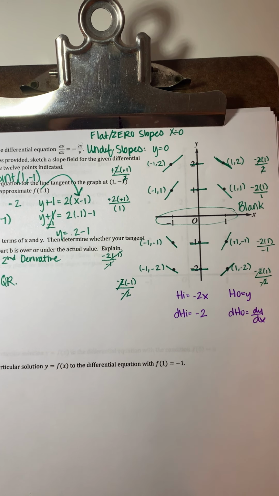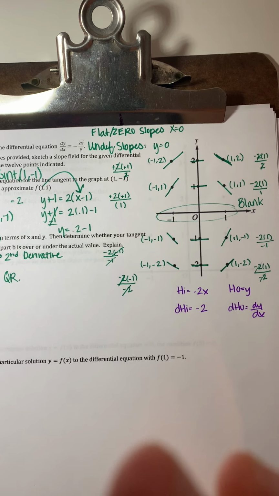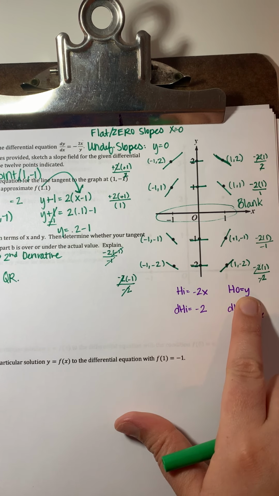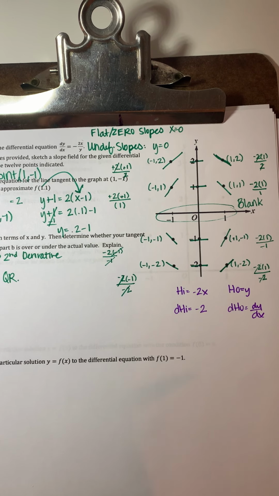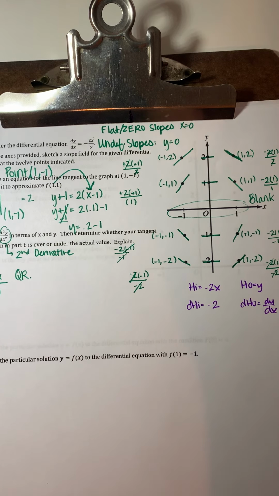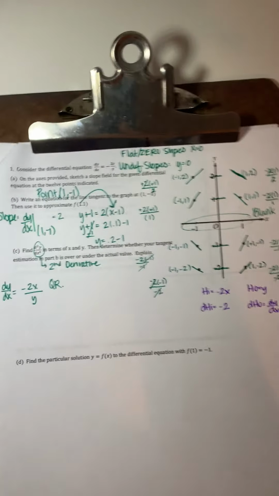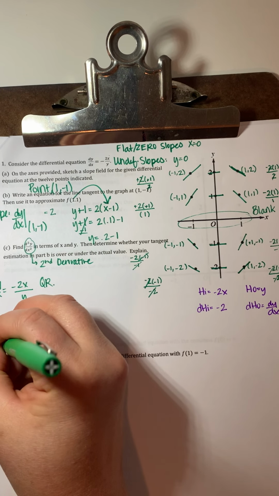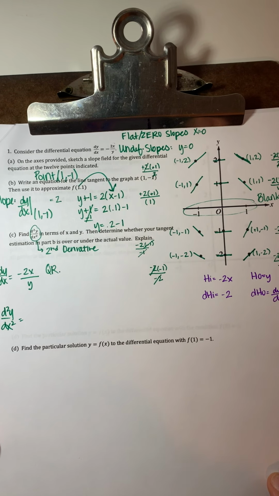Okay, so let's write our second derivative. I have negative 2x, derivative is negative 2. Y derivative is dy dx. Let's write our d squared y dx squared. So I'm going to come back over to the left side of my page here. Okay, so d squared y dx squared equals, remember that it's ho d high minus high d ho.